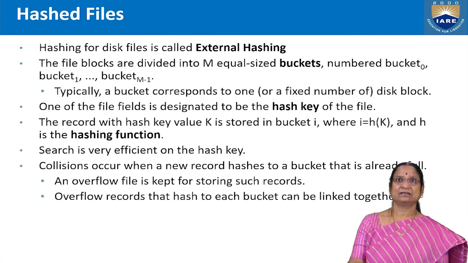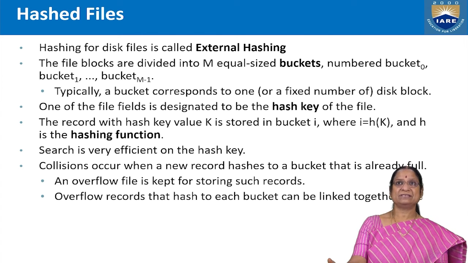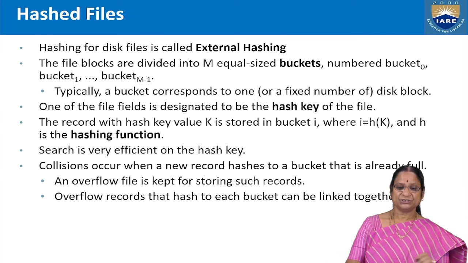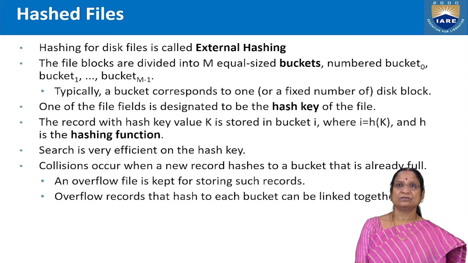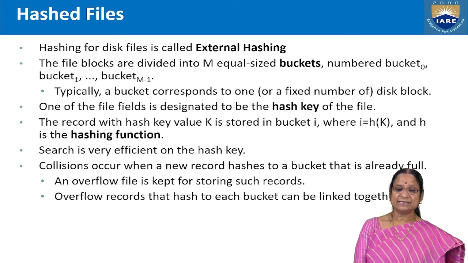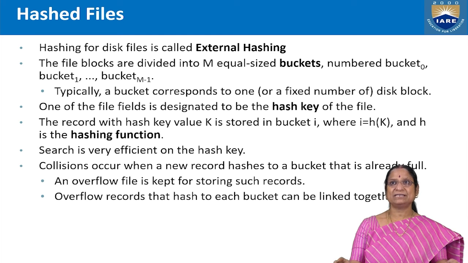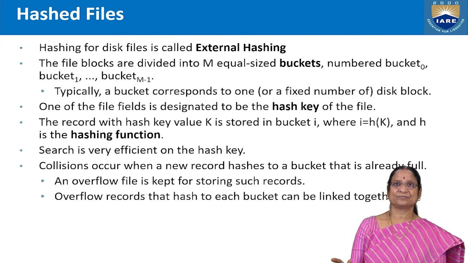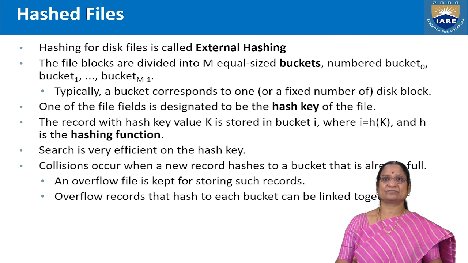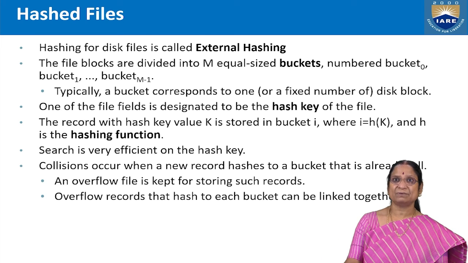Next are hashed files, where data can be stored by using a hashing technique. Hashing for disk files is called external hashing, and hashing done for internal memory space management is known as internal hashing. In hashing, we use buckets. A bucket is a block of memory of equal size, so if there are M buckets, all of them have equal size depending upon the size of the bucket.